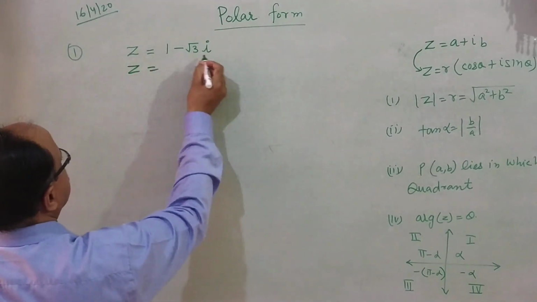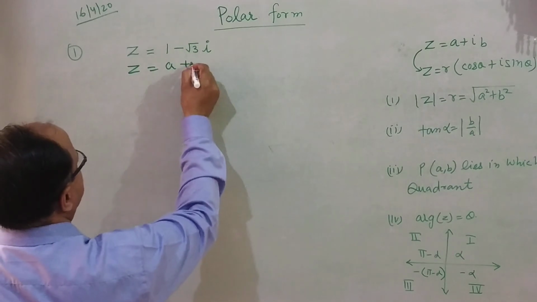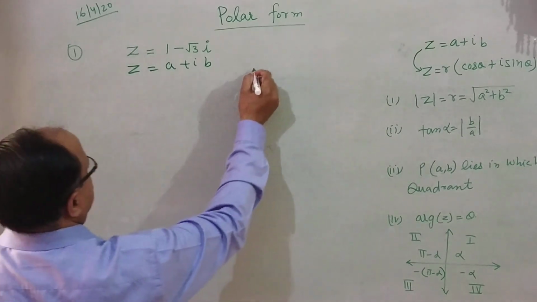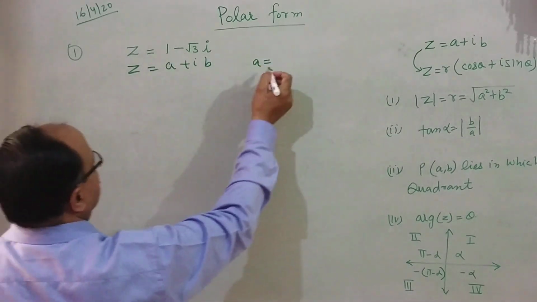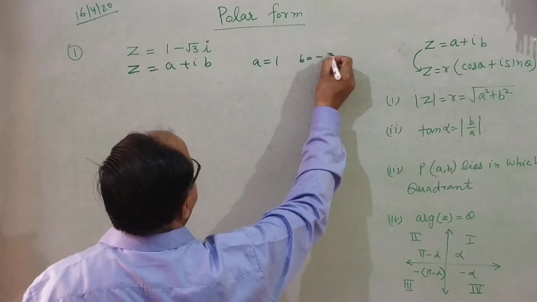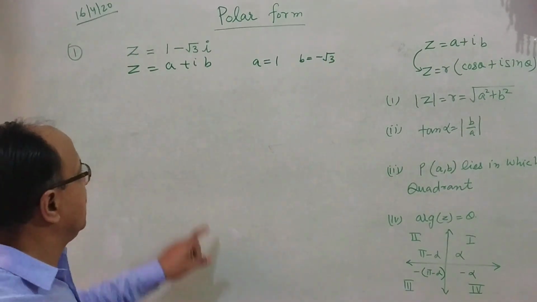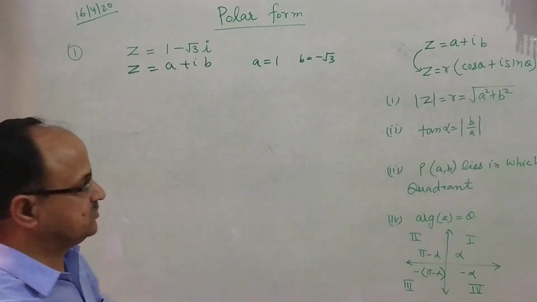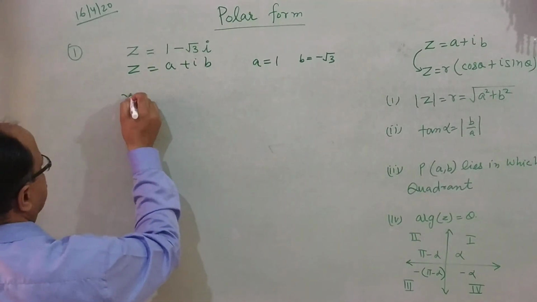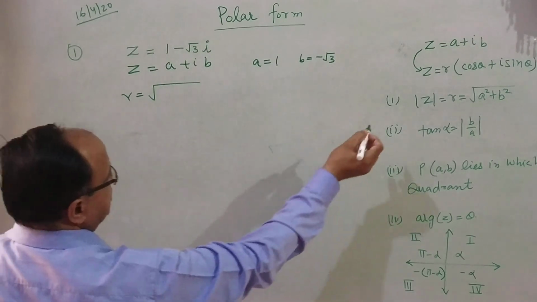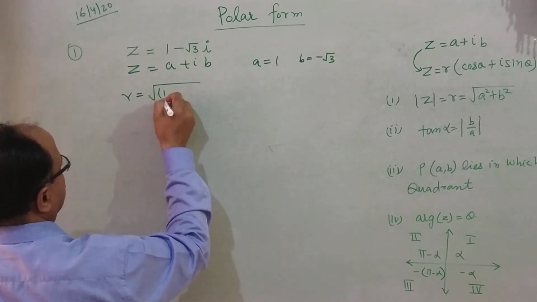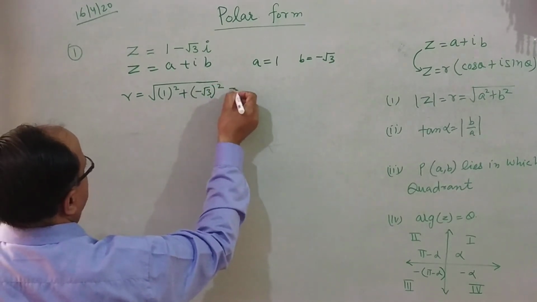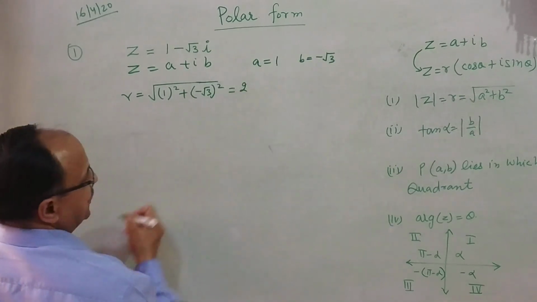Z is equal to 1 minus root 3 iota. When you compare with the standard form, then A is equal to 1 and B is equal to minus root 3. B means the coefficient of iota, and here the coefficient of iota is minus root 3. Now use the first step, that is R. Formula: square root of A square plus B square, so you get 1 square plus minus root 3 square, 3 plus 1 is 4, root 4 is 2.